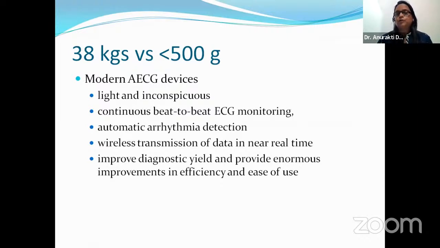We get a continuous beat to beat ECG monitoring. There is an automatic arrhythmia detection, like a pointer which will come when you are seeing the recording of the patient. There can be wireless transmission of data in near real time or real time nowadays as well. So it doesn't have to be all wired up. It can be just a patch on the chest of the patient, and the data can be sent to you in near real time. So you know that the patient is having arrhythmia right now, or just 10 seconds ago, and you can intervene if required.